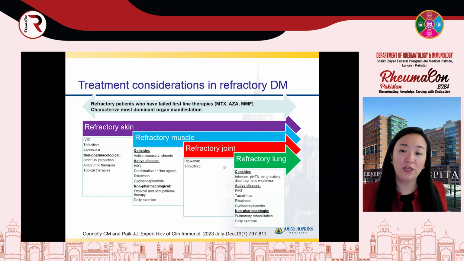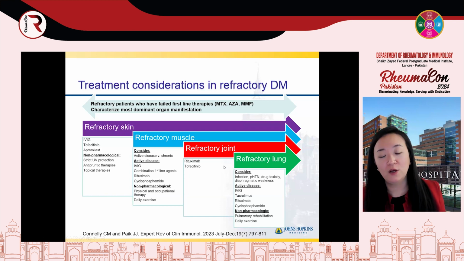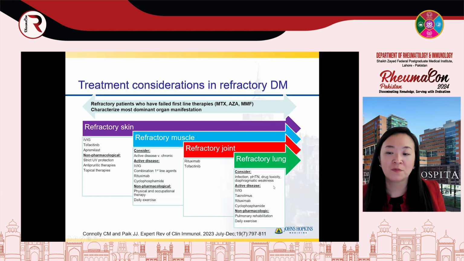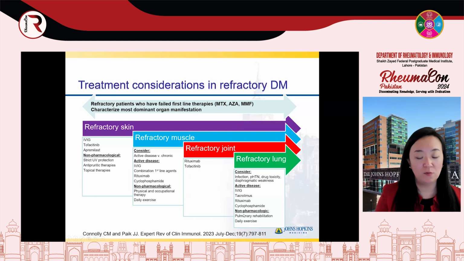But refractory joint, you have someone who has prominent joint involvement with skin and a little bit of muscle disease, then certainly rituximab and tofacitinib is a consideration. Refractory lung, again, these are the other agents to consider for active disease as well.